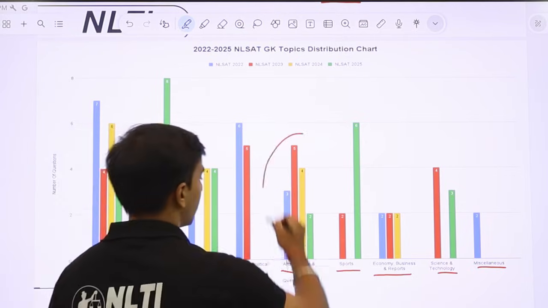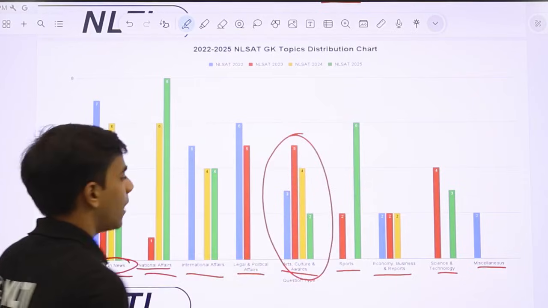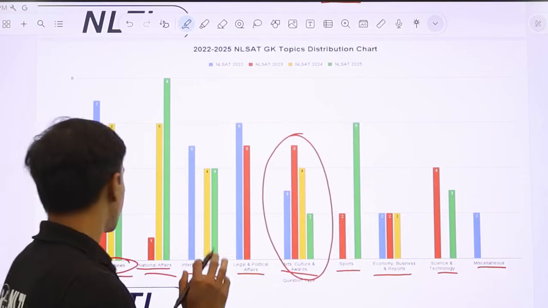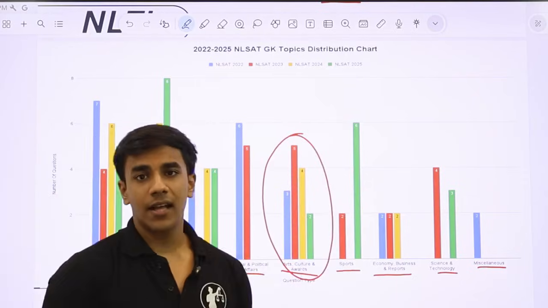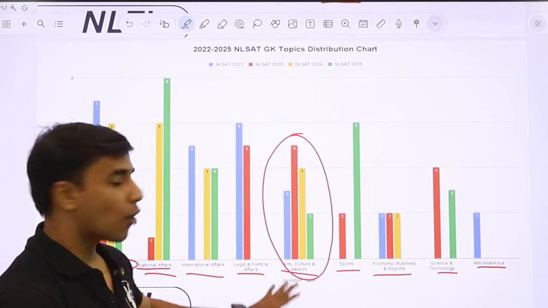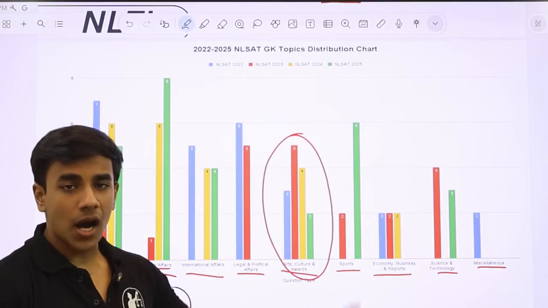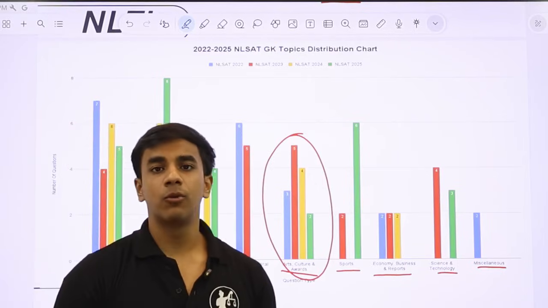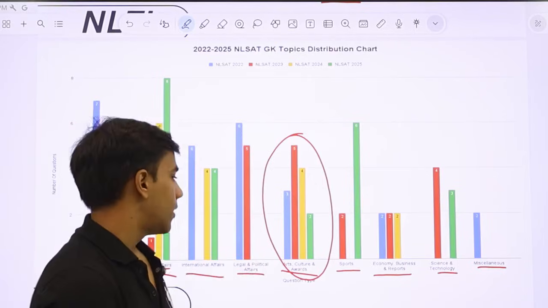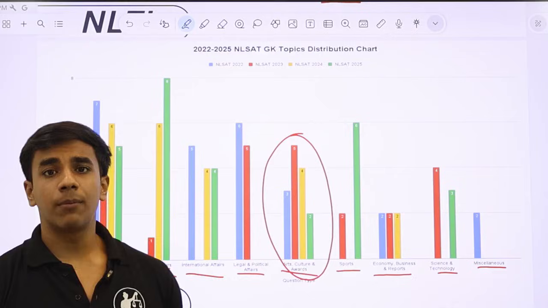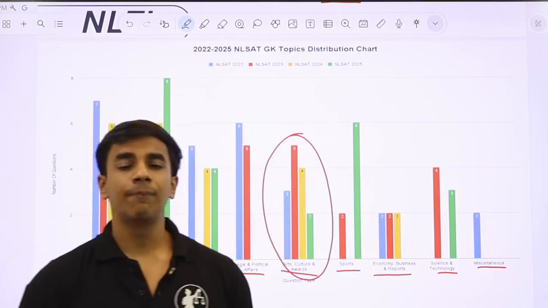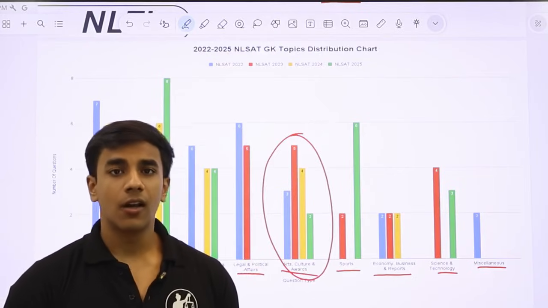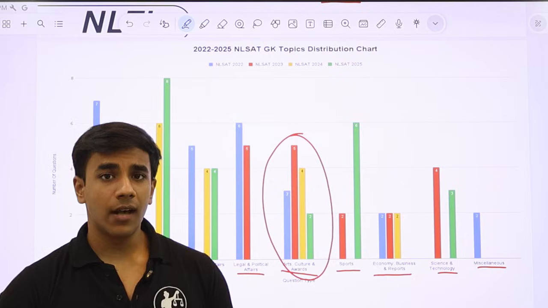However, a constant feature that emerges is this one: arts, culture and awards. For the last 4 years, NLSAT has consecutively asked questions from this topic pertaining to art, culture and awards. For example, the Bharat Ratna, Padma Bhushan, the Nobel Peace Prize, culture, art. For example, a particular painting was in news recently. Identify the maker of that art, or which painting are we referring to.